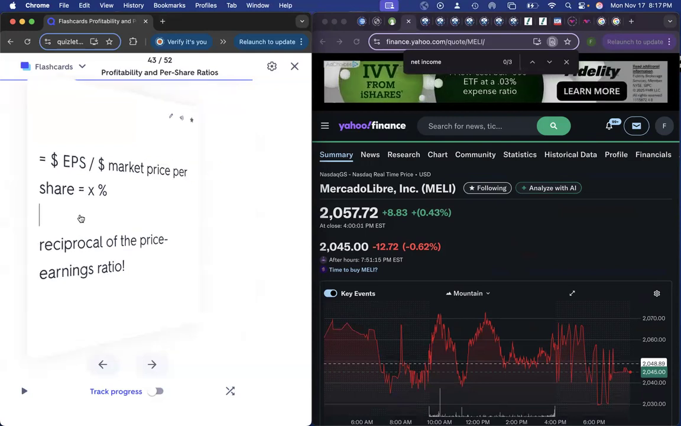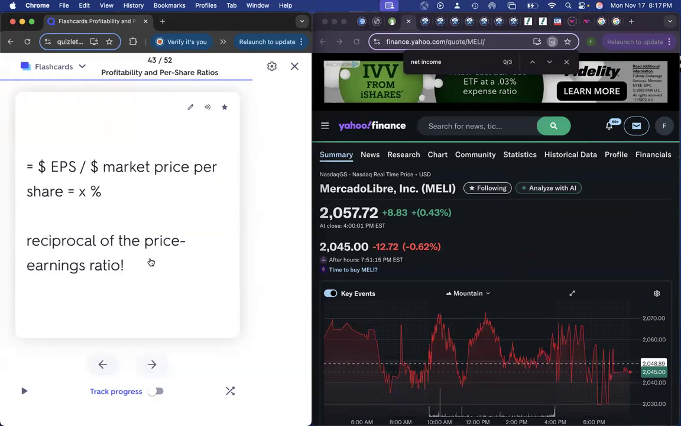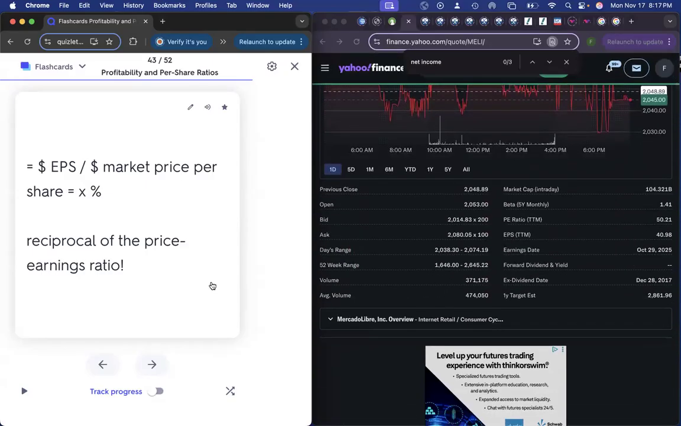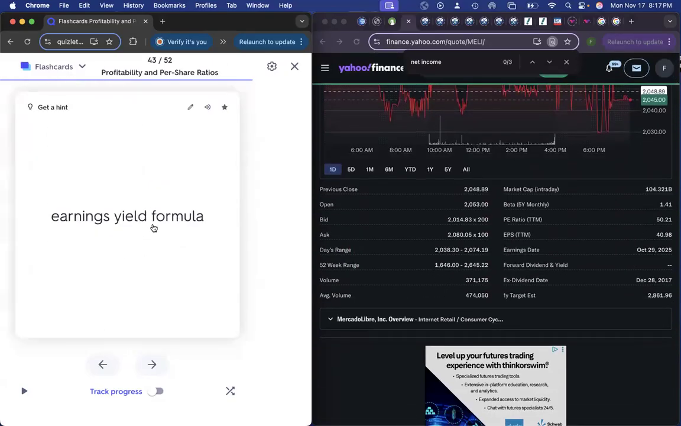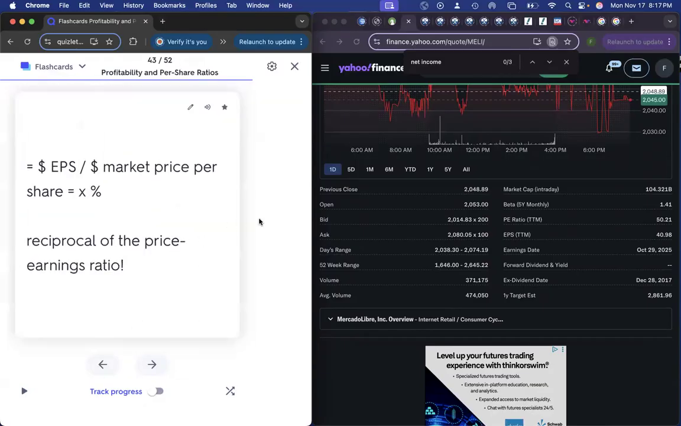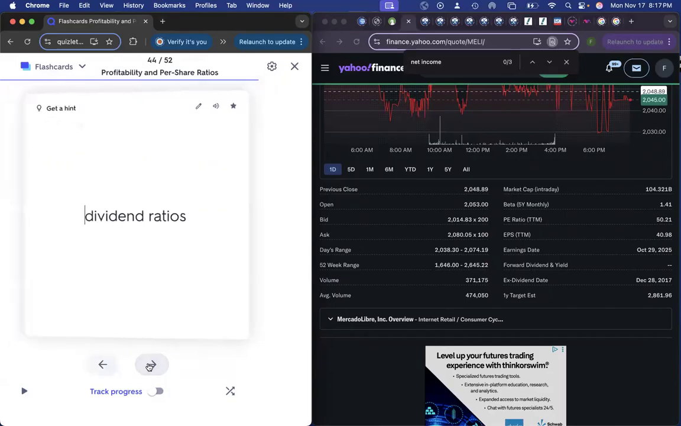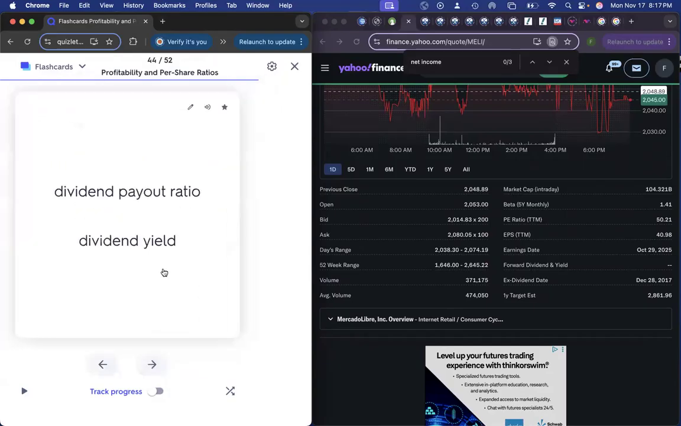That's because the earnings yield formula is the reciprocal of the price earnings ratio. Reciprocal means it's just flipped over the fraction bar, so that's easy to remember. If they give you the earnings yield, then you can get the PE ratio. And there are a couple of types of dividend ratios: the dividend payout ratio and the dividend yield.